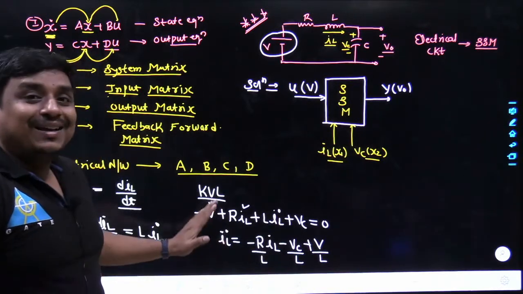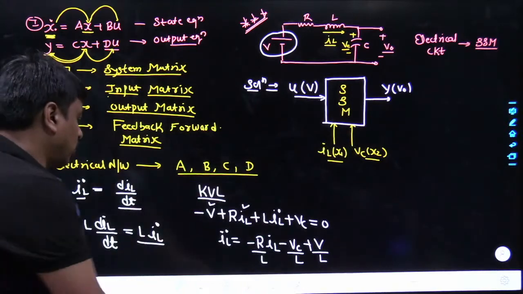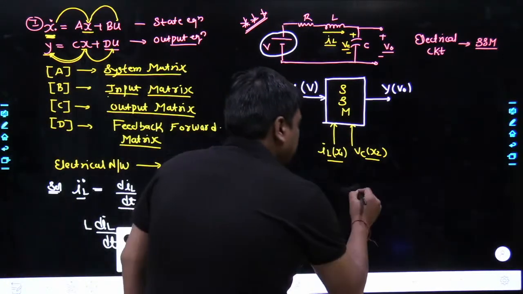Now similarly, I need to get the derivative of the second state variable, and that is nothing but the VC dot. So let me focus on the VC dot.